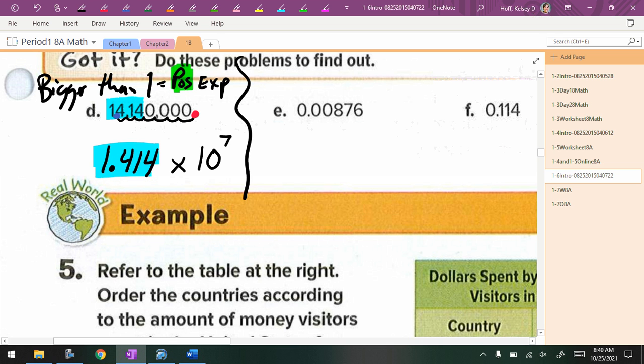0.00876. Somebody raise your hand and tell me the first thing I have to ask myself. Zayden? Why is it negative? Okay. The first question we ask ourselves is, is it bigger than 1 or less than 1? And he says, well, it's 0 point, so it's less than 1, which means I'm going to have a negative exponent.